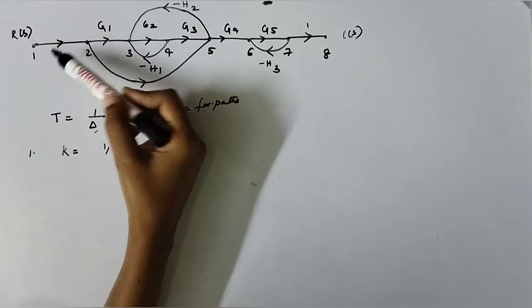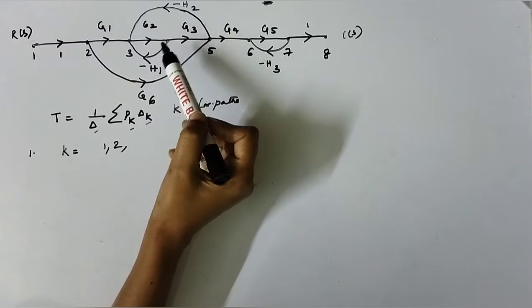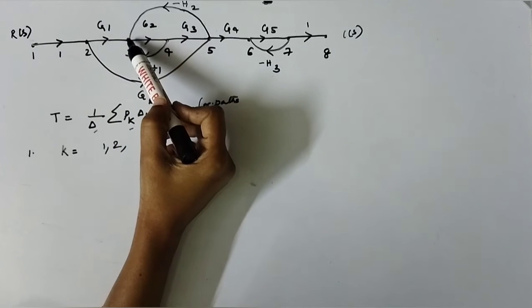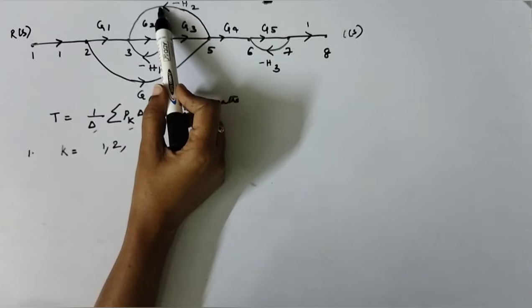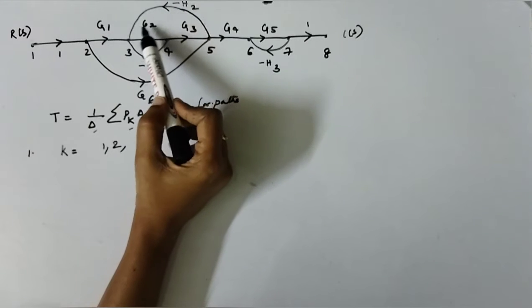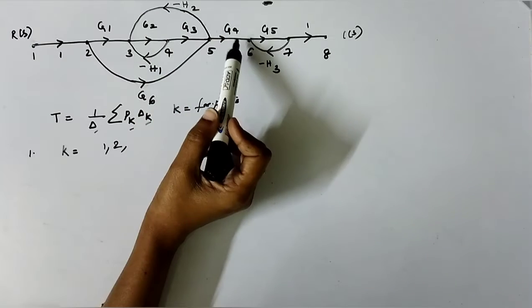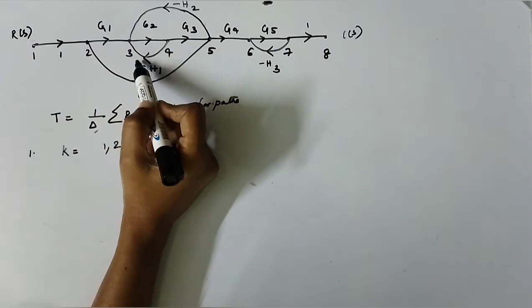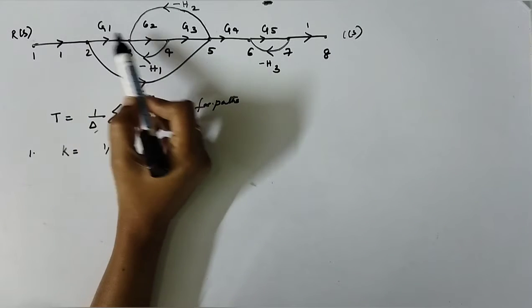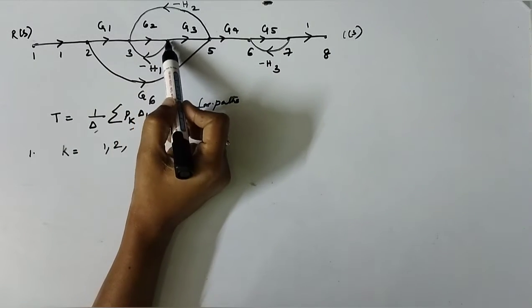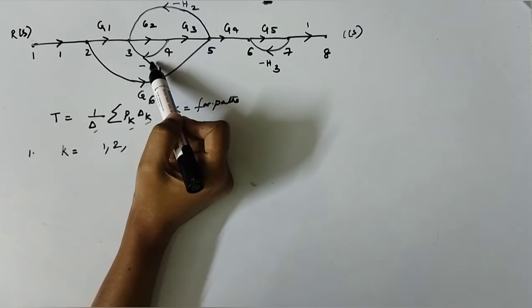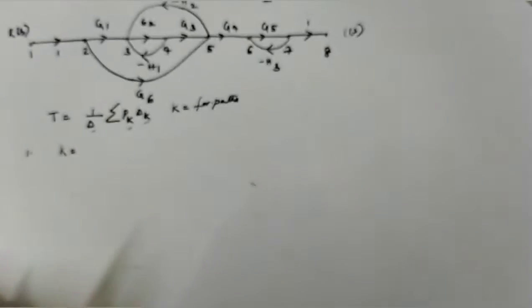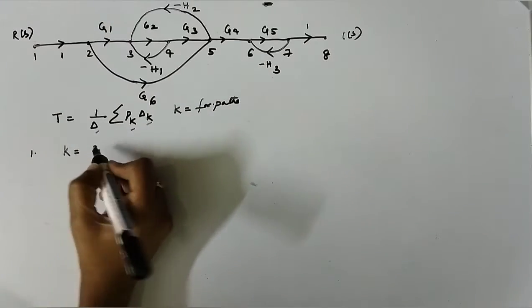Now one more chance is that 1 to 2, 2 to 3. But again from 3 to 5 that arrow is in opposite direction, so you can't consider it as a forward path. Now here 1 to 2, 2 to 3, 3 to 4 again in the opposite direction, so you can't take it as a forward path. We have the number of forward paths 2.